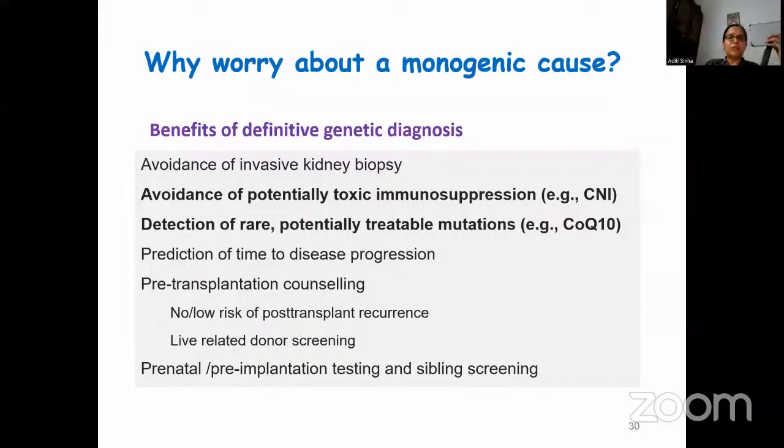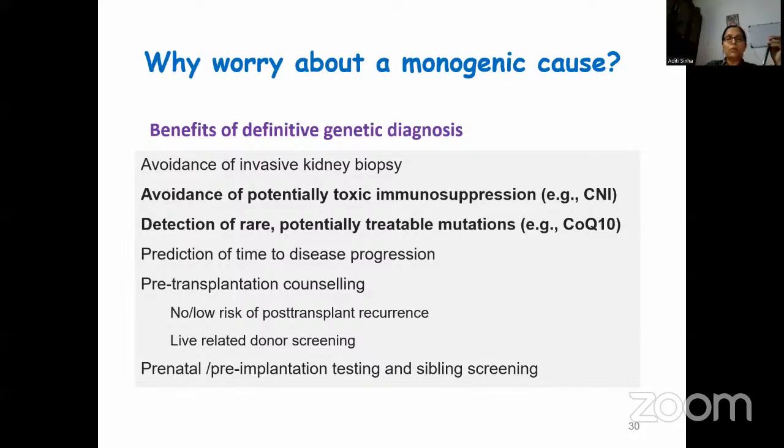And this slide summarizes what Dr. Madhulika has already told us. Why worry about a monogenic cause? Because we have benefits from a definite genetic diagnosis. Not only do we avoid an invasive kidney biopsy, as in the congenital nephrotic syndrome child, we also avoid potentially toxic immunosuppression, and we might be able to detect certain treatable causes.